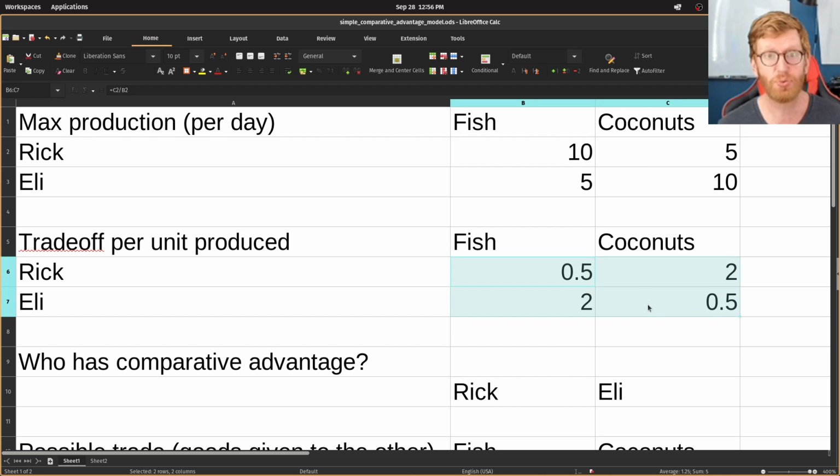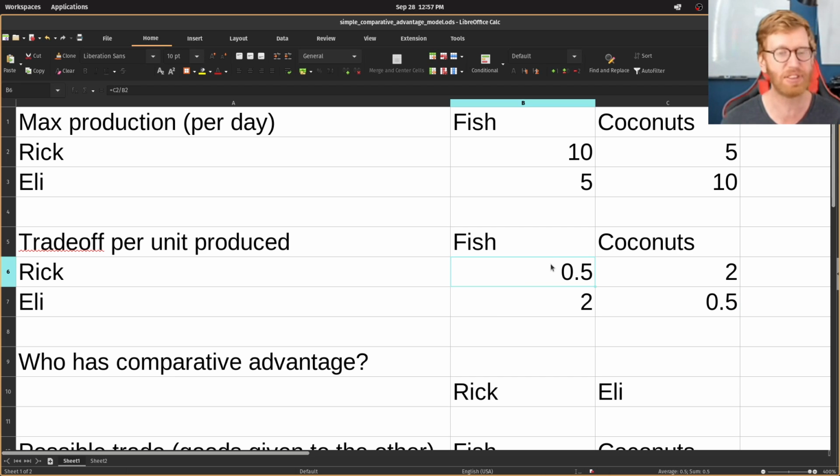Now, right here is really where the magic happens with the comparative advantage model. The key is that there are different trade-offs between our trading partners, and if we find the person who gives up less, in this case, I give up fewer coconuts per fish, and Eli gives up fewer fish per coconut, we trade accordingly. We specialize in what has the lower cost for us.